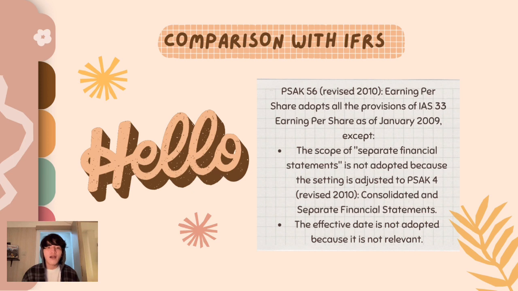Comparison with IFRS. In PSAK 56 revised 2010, earnings per share adopts all provisions of IAS 33 Earnings per Share as of January 2009, except, first, the scope of separate financial statements is not adopted because the setting is adjusted to PSAK 4 revised 2010, consolidated and separate financial statements. And last but not least, the effective date is not adopted because it is not relevant.